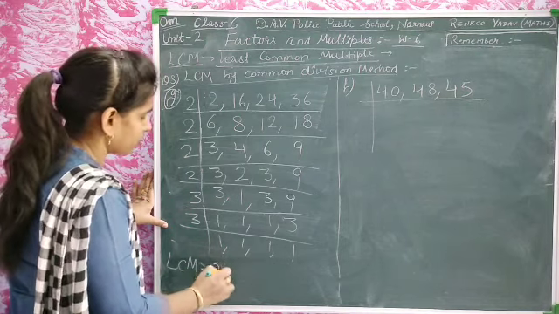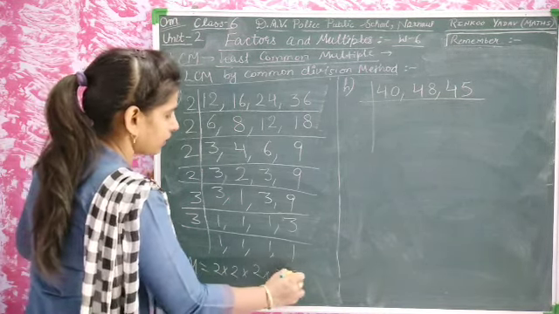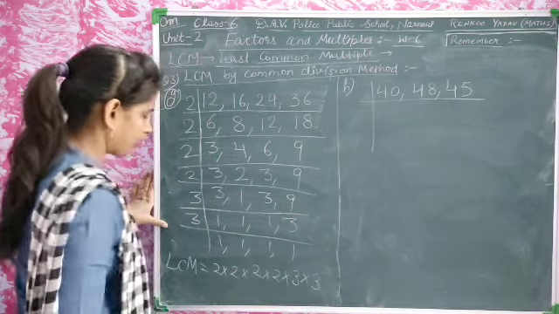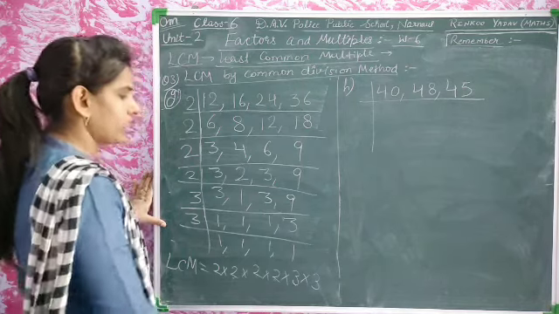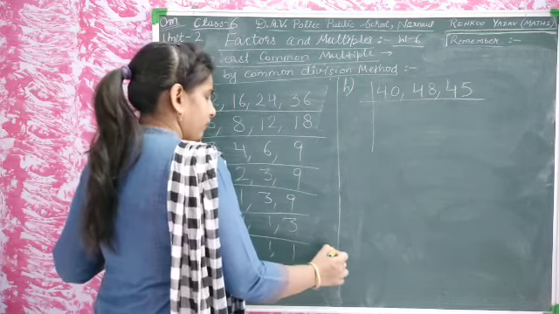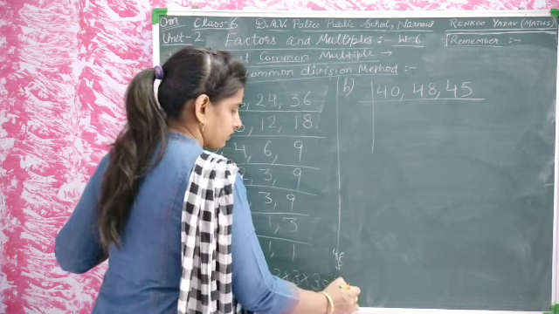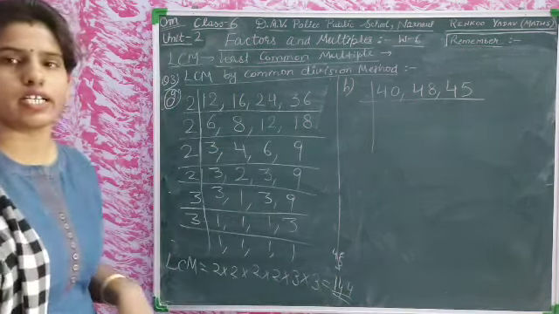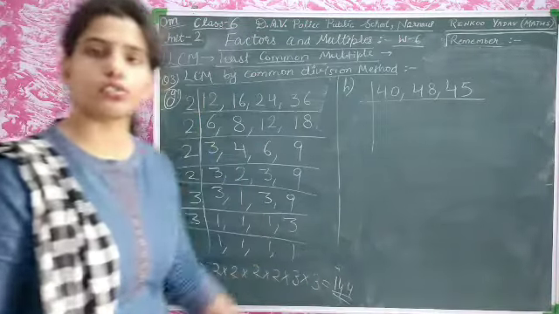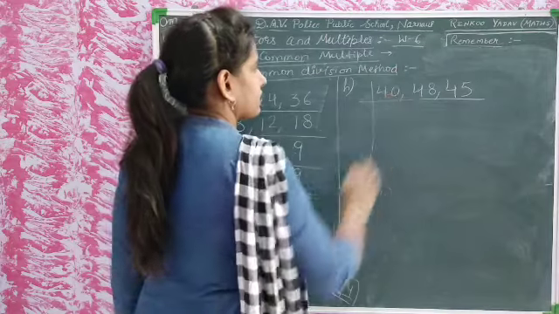LCM is 2 into 2 into 2 into 2 into 3 into 3 and it will get 2 2s are 4, 4 2s are 8, 8 2s are 16, 16 3s are 48 and 48 3s are 144. 144 is the LCM here. Is this clear students? Now we will go to the next part, that is this.